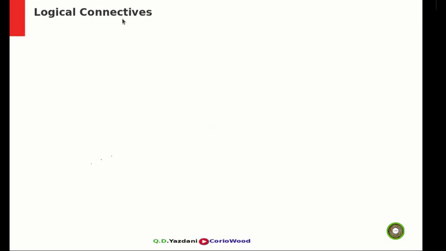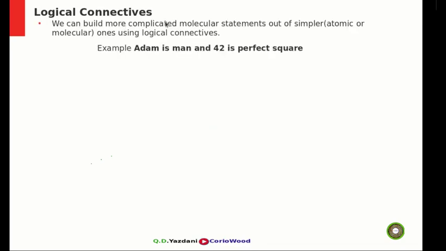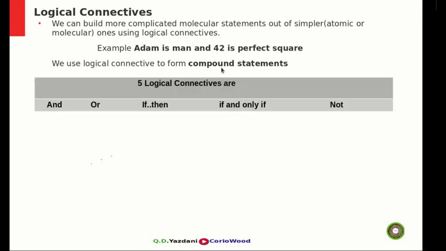Now we begin with the logical connectives. We build more complicated molecular statements out of simpler atomic or molecular ones using logical connectives. That's the definition. Example: Adam is a man and 42 is a perfect square. We use logical connectives to form compound statements. The 5 logical connectives are and, or, if then, if and only if, and not.